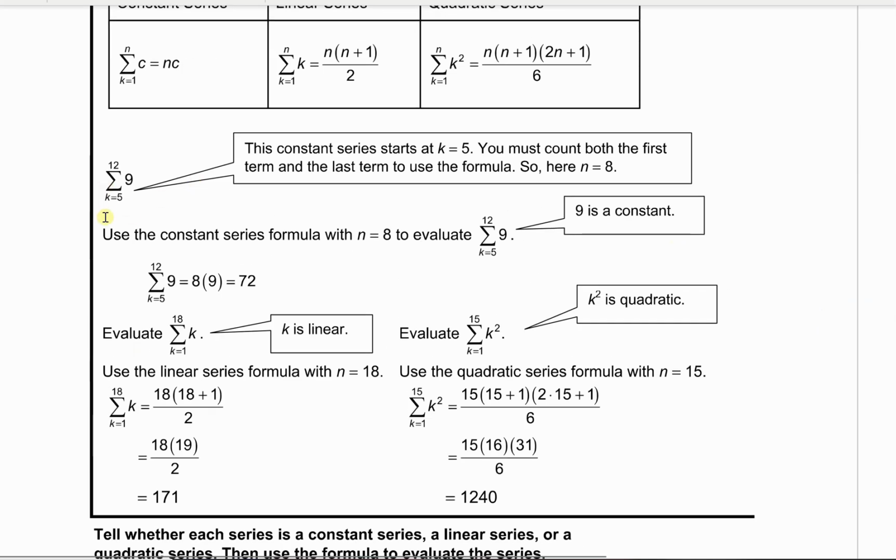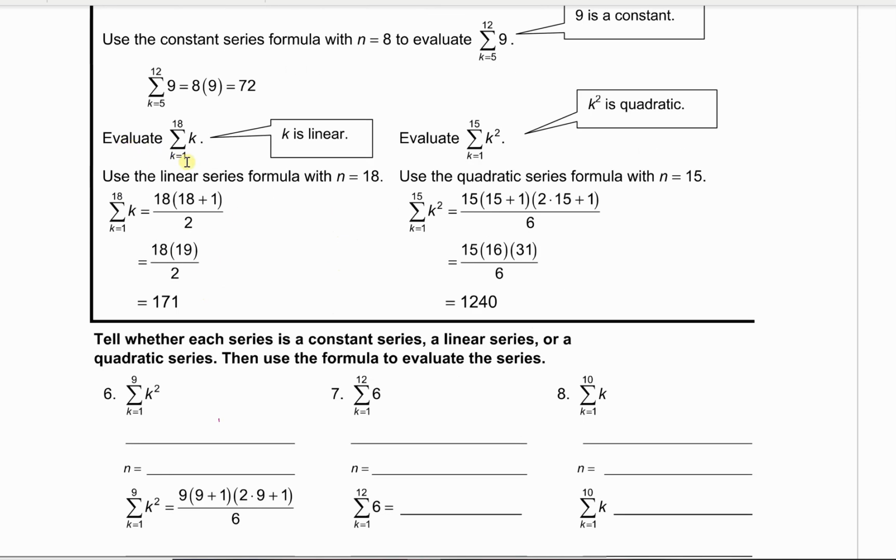How do we evaluate this? Well, here we have the sum from 5 to 12 of 9. So we start at 5, and we're going to go to 12. So you've got to count the first term, and you've got to count the last term. So here, n is actually 8. There are 8 values from 5 to 12. So we're going to use 8 times 9. It's going to give us 72.